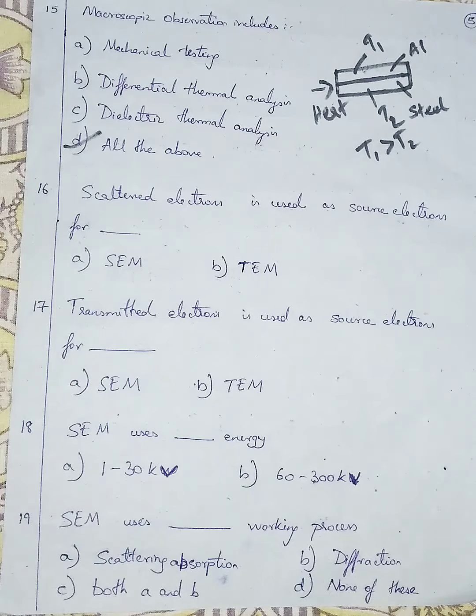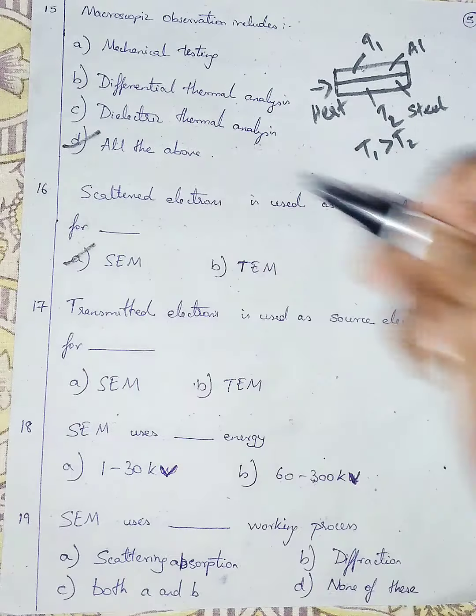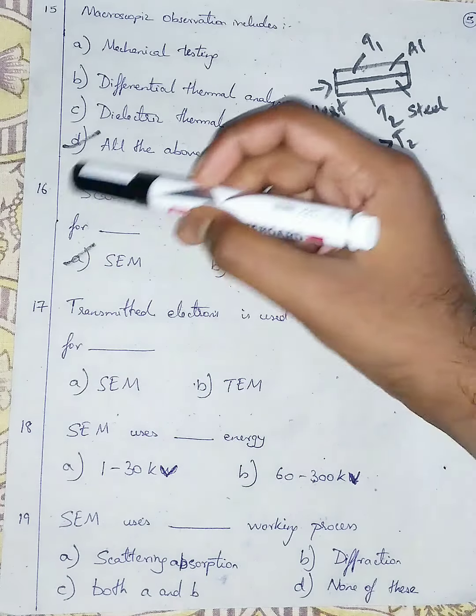The S in SEM means scanning electron microscope. It's not an abbreviation for scattered electrons, but just for remembrance's sake, I'm saying the scanning electron microscope uses scattered electrons as a source of electrons. So I am going with option A, SEM.